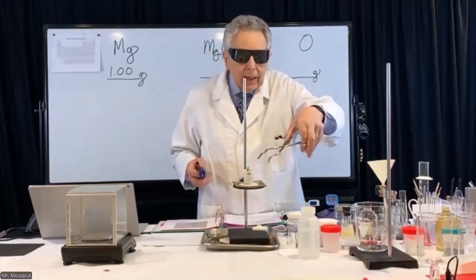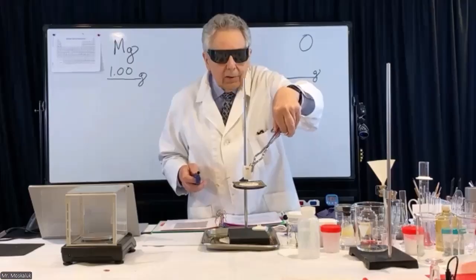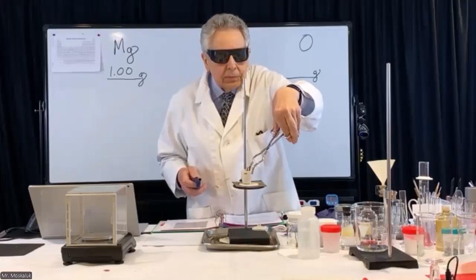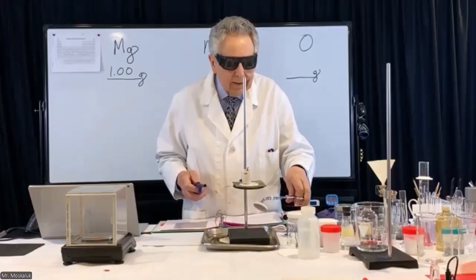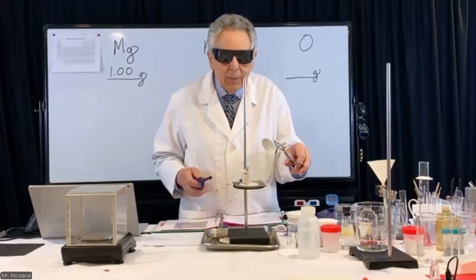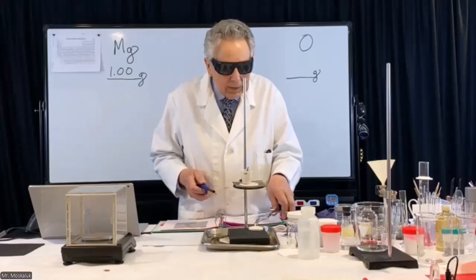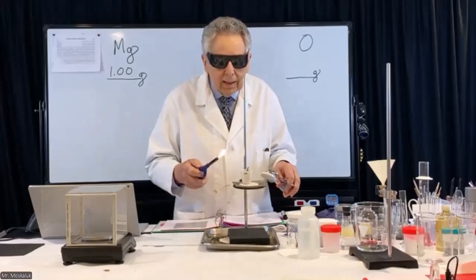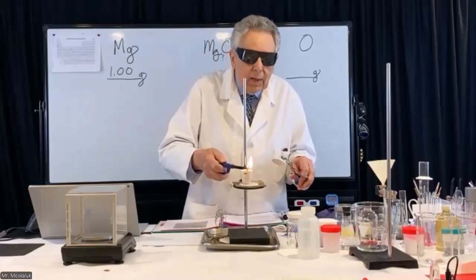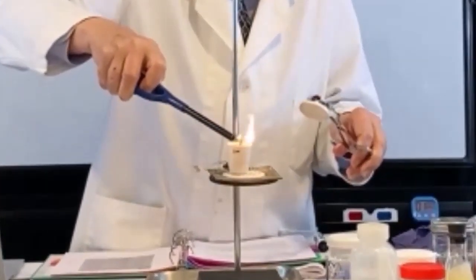Tongs are used to pick up hot crucibles. And they're little lids. One of the nice things about chemistry is you get to work with some beautiful equipment. Let me turn this on again, light it, and get this magnesium burning. It's going to take a little while.